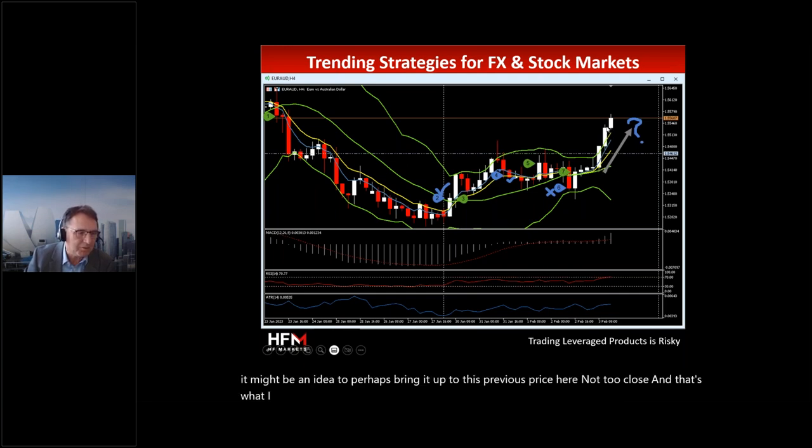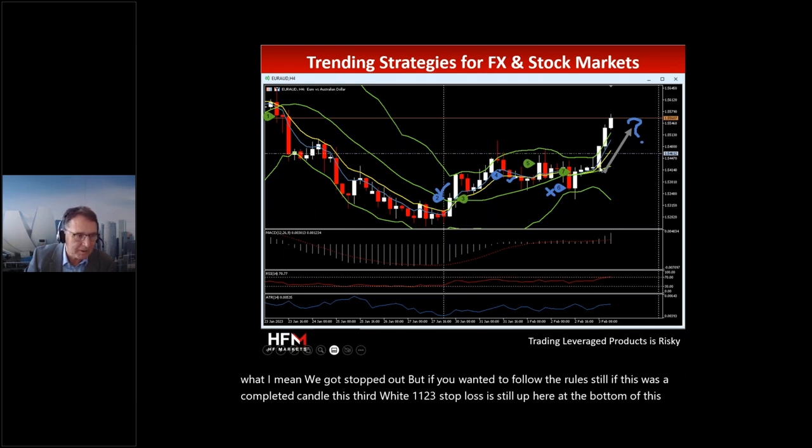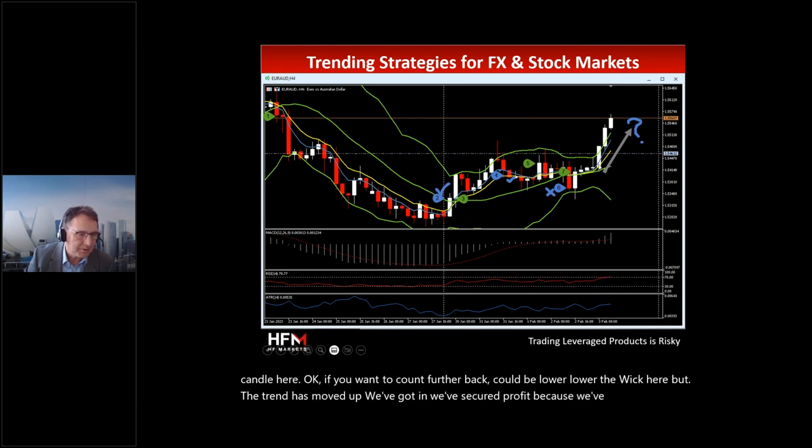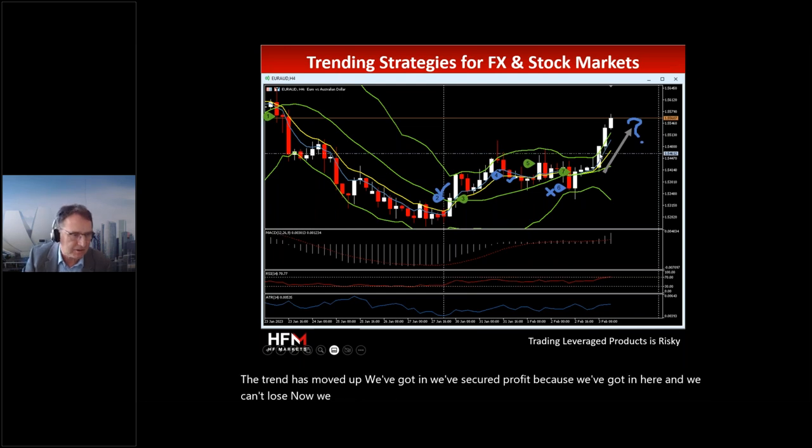But if you wanted to follow the rules still, if this third white candle was completed, one, two, three, our stop loss is still up here at the bottom of this candle. If you wanted to count further back, it could be lowered below the wick here. But the trend has moved up. We've got in, we've secured profit, and we can't lose now. We can't have a losing trade because our stop loss is here. But don't get it too close in case of a whipsaw, which we'll see in a minute as it whips back the other way.